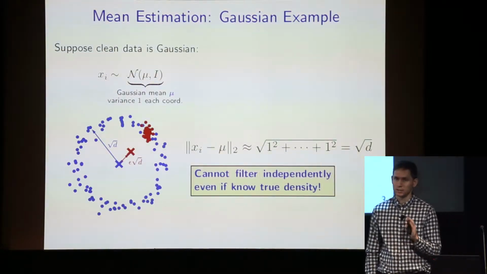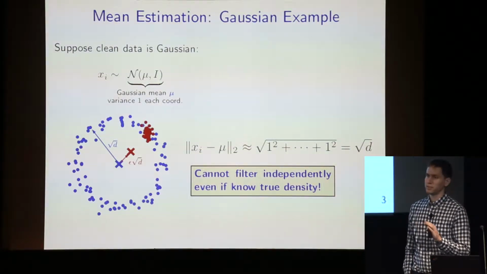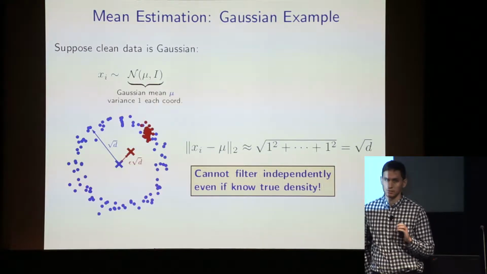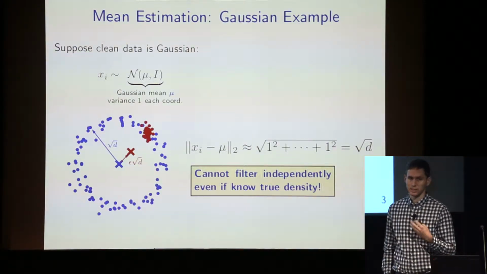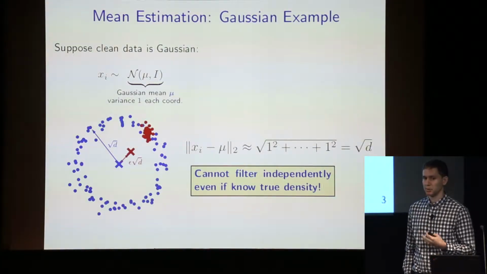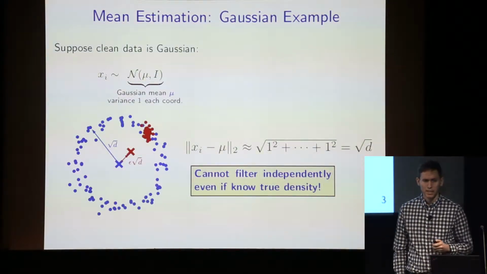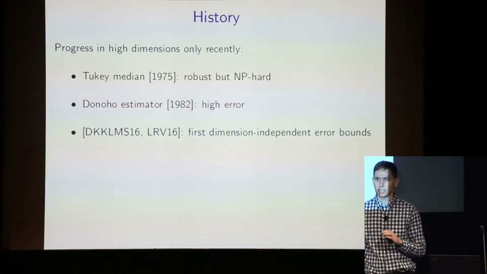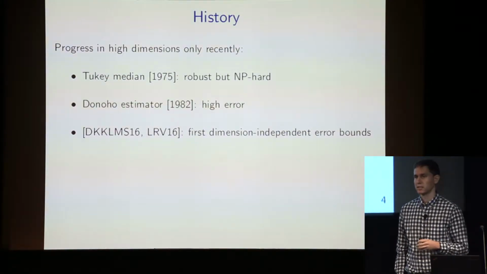But the point is that if you want to do better, you're going to have to do something subtle. Because here, even if we somehow had an oracle that knew the true density of the clean data, if we just look at points one by one to decide whether to keep them or not, we're not going to be able to do well. So we're somehow going to need to look at population level correlations in order to do something good here. And perhaps as a result of this, it's only quite recently that there have been bounds that get rid of these dimension factors.